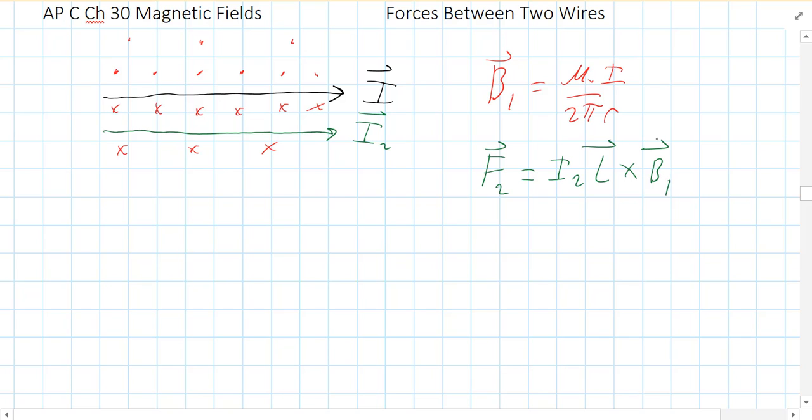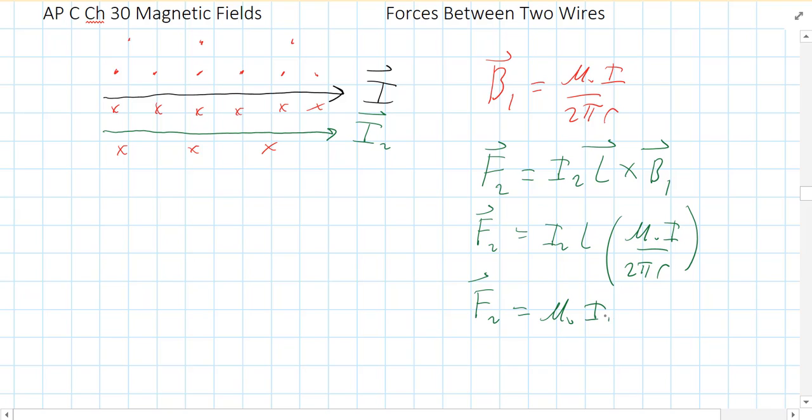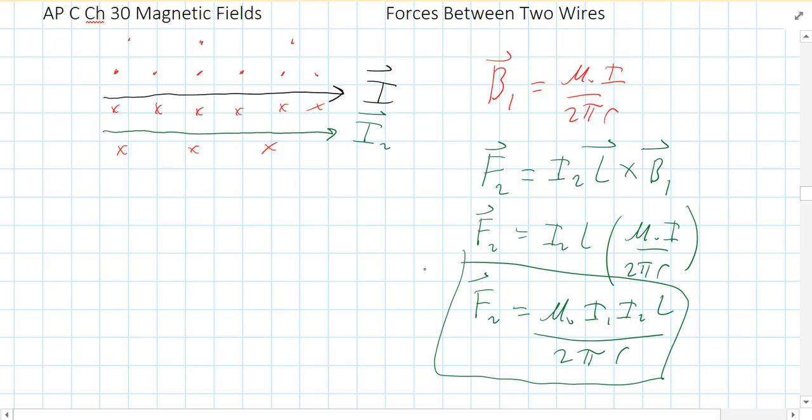Okay. Now, so then you can rewrite this. You can say force 2 equals I2 times the length of that wire times B1, which is mu naught I over 2 pi r. Now, I kind of lost the cross product there because I2 is perpendicular to field 1, okay? And then often in a textbook, you'll see this shortcutted. It'll look like this, mu naught I1, I2 times the length of the wire over 2 pi r. R being how far apart the wires are, okay? So that's the force, F2, acting on wire 2.